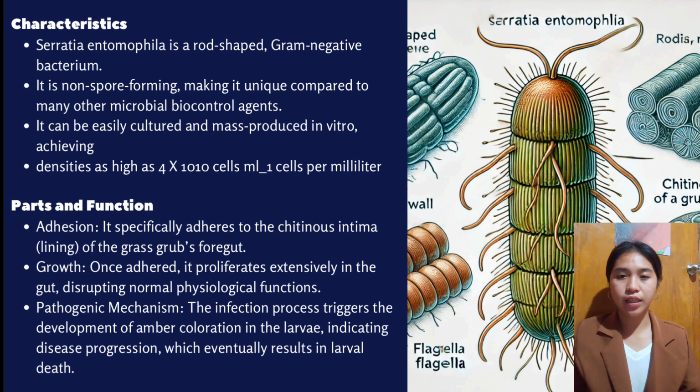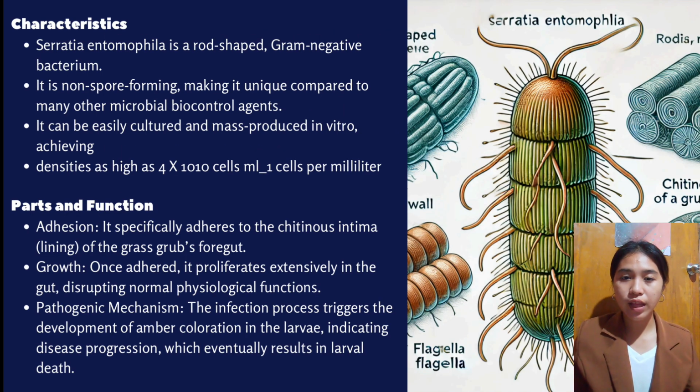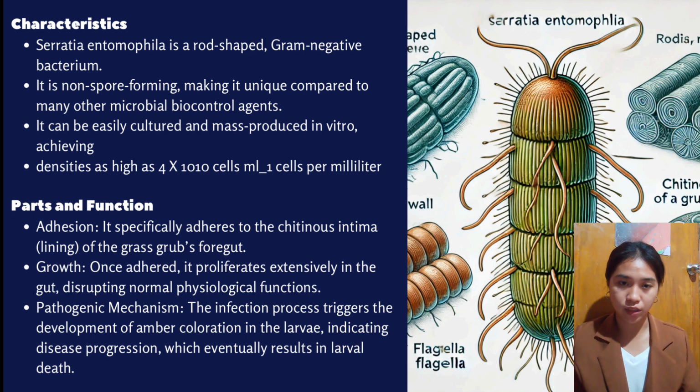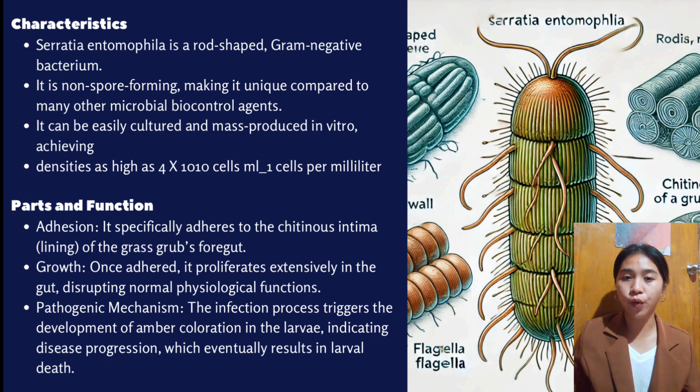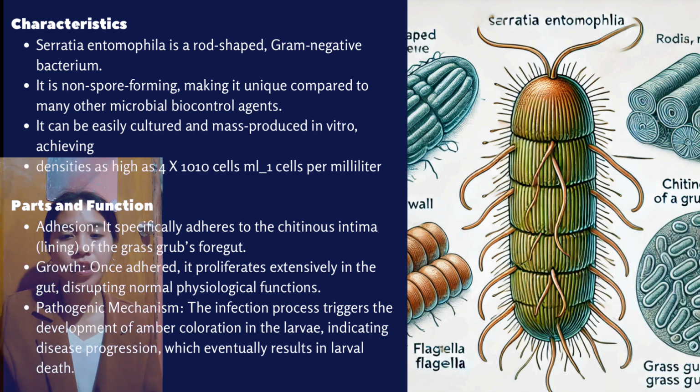Characteristics of Serratia entomophila. Serratia entomophila is a rod-shaped, gram-negative bacterium which is non-spore forming. It can be cultured easily in laboratory settings, allowing for mass production with high cell densities up to 4 times 10 to the 10th cells per milliliter. Unlike many other biocontrol agents, this bacterium does not form spores, making its life cycle unique among microbial agents used for pest control. So now let's discuss its parts and function.